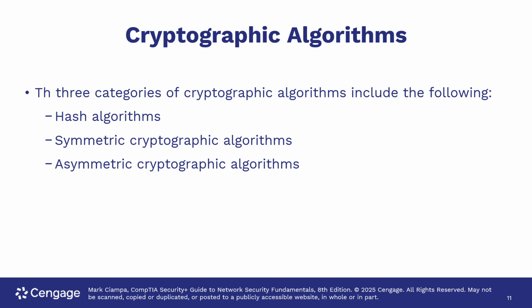So you've probably heard about hashing, like MD5 and so on. Symmetric, you've heard of things like DES, 3DES, AES. And the asymmetric, that's your public-private key cryptography, where each party has two keys, a public key and a private key. Sometimes you've heard of RSA for the encryption.